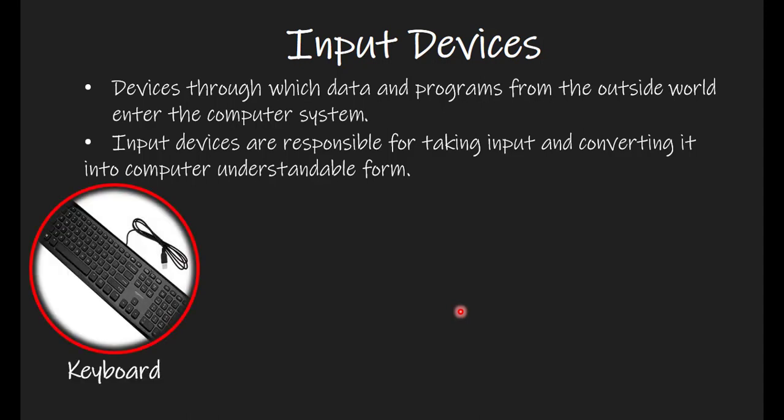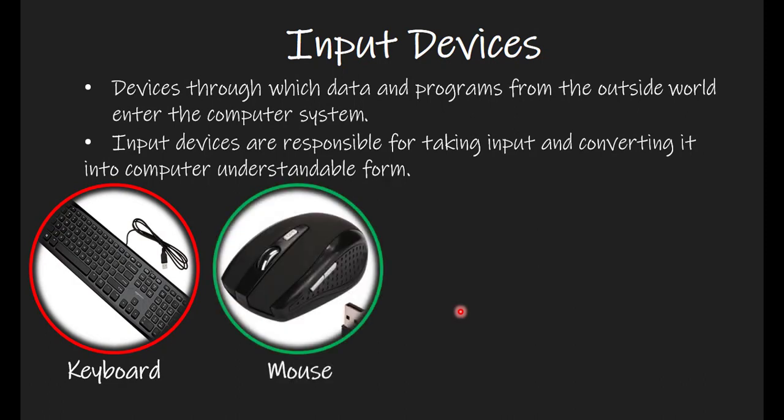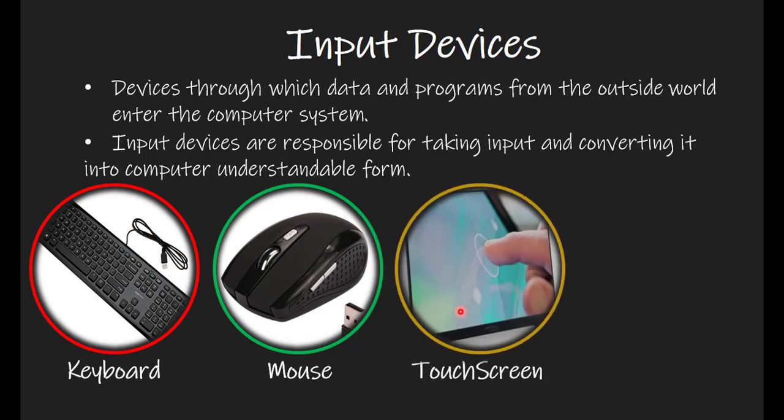Let's see some examples of input devices. The first one is keyboard, the second one is mouse. These are the most common input devices for a laptop and a desktop. Third one is touch screen. Like all of you use Android phones nowadays, so this is the way by which you can give input to your Android smartphone, by using the touch screen.